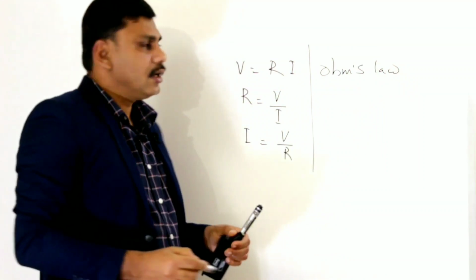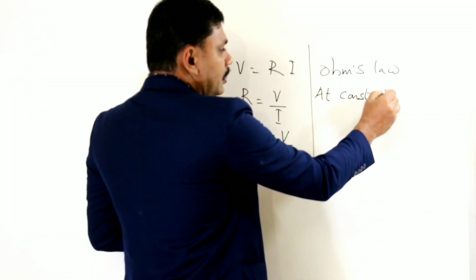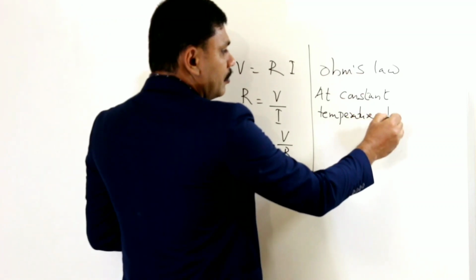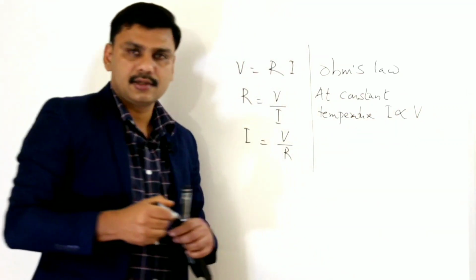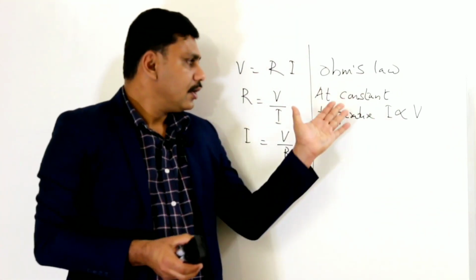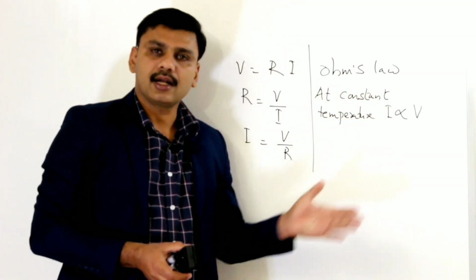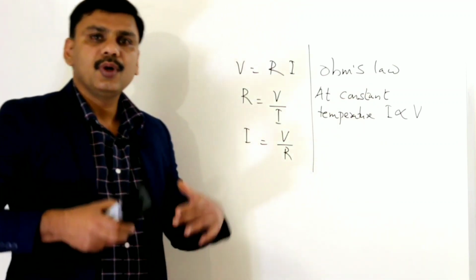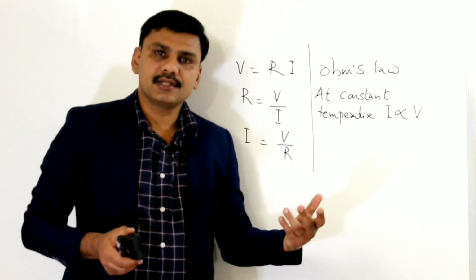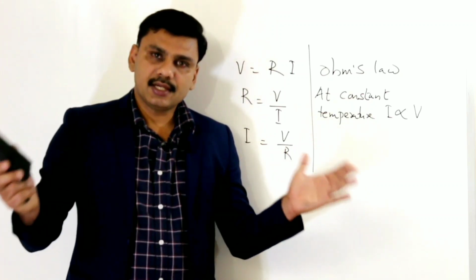Ohm's law says what? At constant temperature, current flowing through a conductor is directly proportional to voltage. So if you state, at constant temperature, current flowing through a conductor is directly proportional to voltage across the conductor. That means when temperature changes, Ohm's law will not be valid. Ohm's law is valid when the temperature is constant.